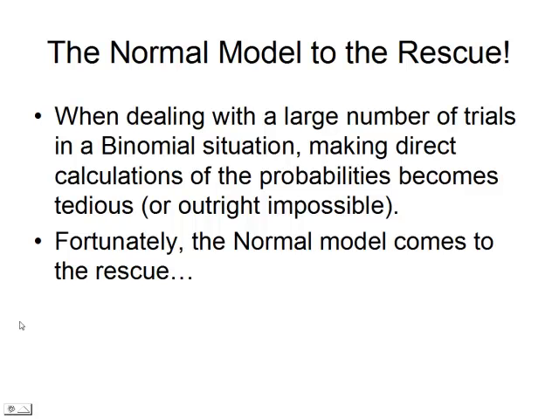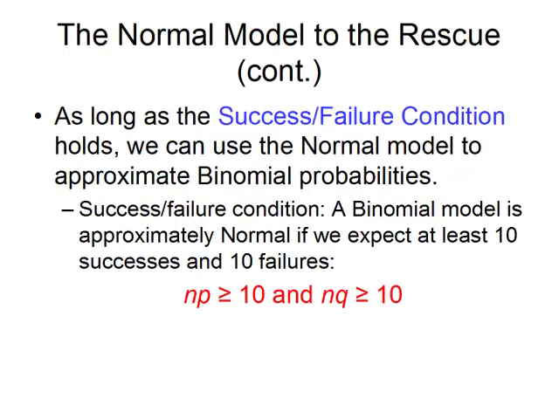When dealing with a large number of trials in a binomial situation, making direct calculations of the probabilities becomes tedious or outright impossible. Fortunately, the normal model comes to the rescue. As long as the success-failure condition holds, we can use the normal model to approximate binomial probabilities. The success-failure condition is that a binomial model is approximately normal if we expect at least 10 successes and 10 failures. In other words, if np is greater than or equal to 10 and nq is greater than or equal to 10, we can use a normal approximation.